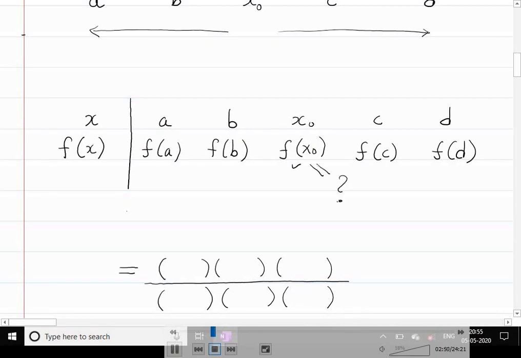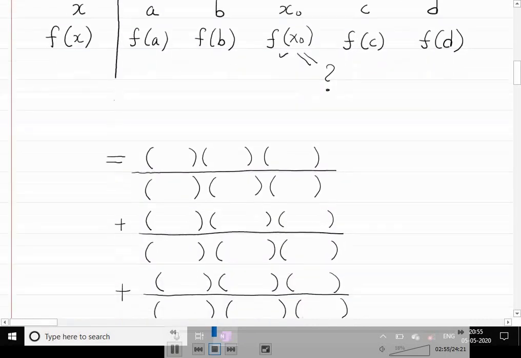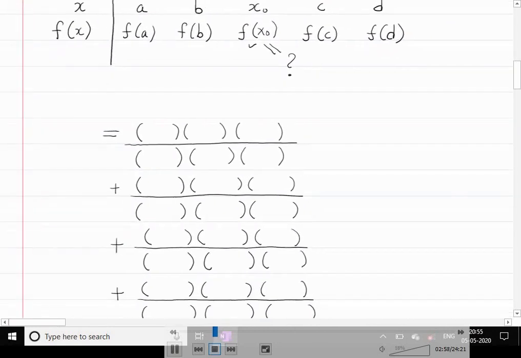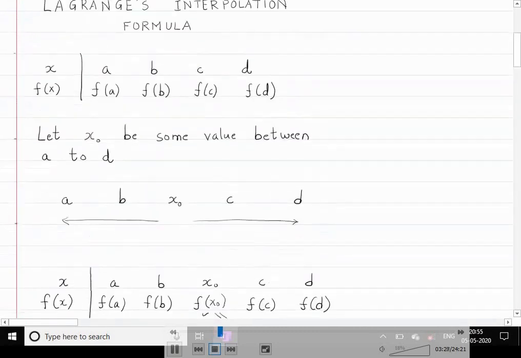So I'm now going to teach you how to write this formula of f(x naught). It is slightly big, but very simple once the logic is understood. So this is a complete table I have in front of my eyes. I will write f(x naught) is equal to, now I will use that f(a), f(b), f(c), and f(d). There are four values, so I will use only three brackets in each term. I will prepare the structure first, and I will fill in the details accordingly.